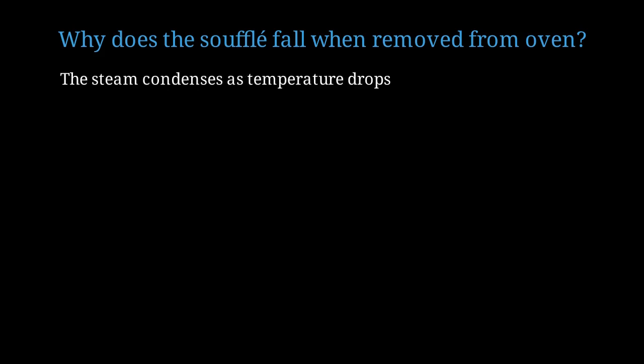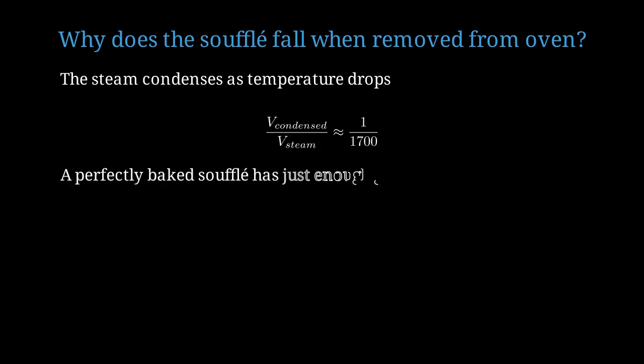Here's another question. Why does a soufflé fall when you remove it from the oven? Understanding this helps us understand the stability. When you remove the soufflé from the oven, the temperature drops rapidly. The steam inside the bubbles condenses back to liquid water, which occupies far less volume. The volume ratio is about 1 over 1700. The bubbles lose most of their volume, and the soufflé deflates. A perfectly baked soufflé has just enough gel strength to maintain some structure even as it deflates. It doesn't collapse completely, but it does sink significantly.